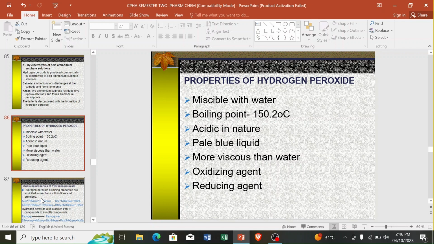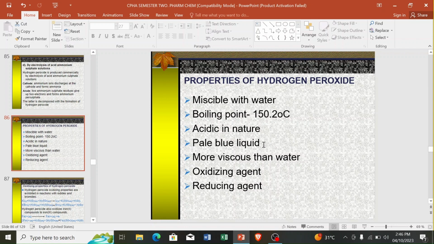However, we have properties of hydrogen peroxide. These are majorly the physical properties. You see, it is miscible with water, it dissolves in water, and it has a boiling point of 150.2 degrees centigrade, and it is acidic in nature. It is a pale blue liquid. Some books can tell us it is a colorless liquid.